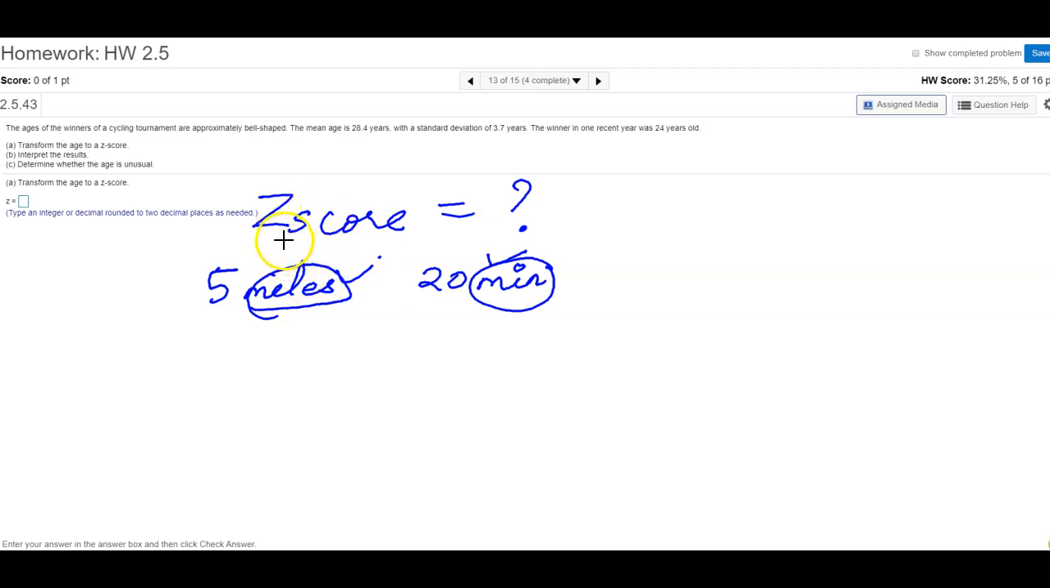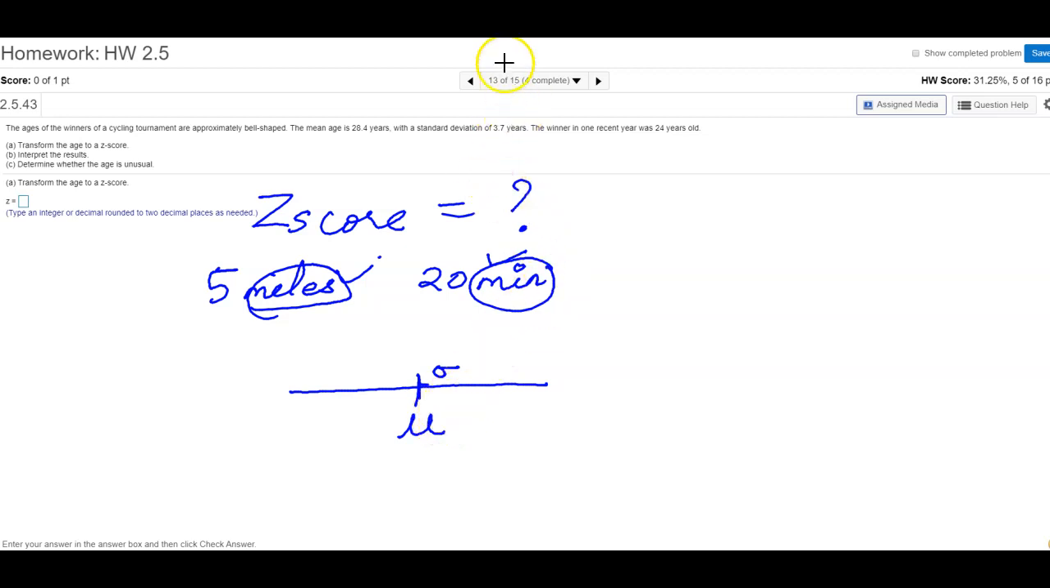So if we come back to z-score, if this is my mean, z-score is the distance from the mean in terms of your standard deviations. So z-score is nothing but the distance from the mean in terms of your standard deviation.